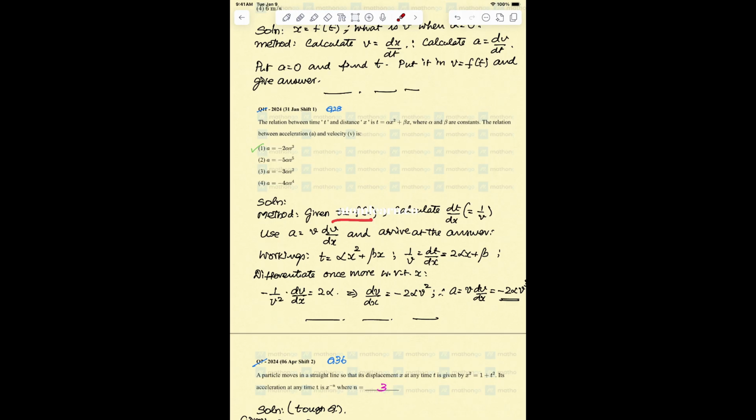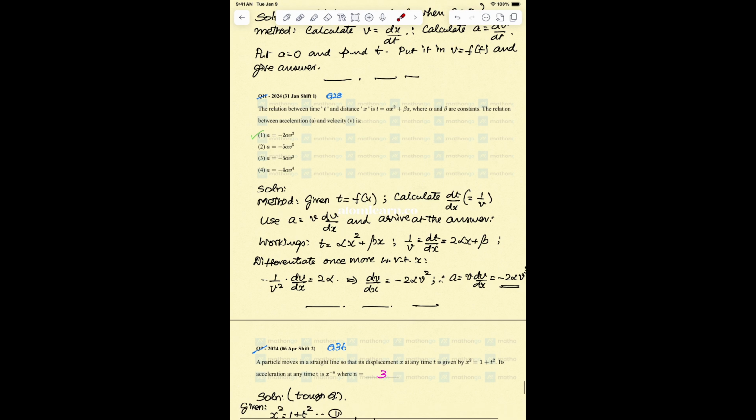Now t is a function of x. Therefore calculate dt by dx, that is, differentiate t with respect to x. Then you get 1 by v. And next they want the relation between acceleration and velocity. Therefore now define acceleration, because now you have v. Okay, just see the working.